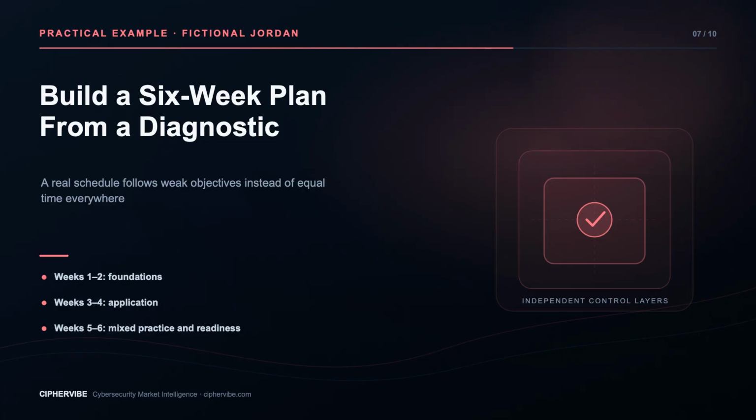If Jordan instead chose Network Plus, the schedule would add more topology and troubleshooting repetitions. For CH, it would add authorized range practice and methodology with strict scope boundaries. The calendar adapts to evidence. It does not blindly divide pages by days.